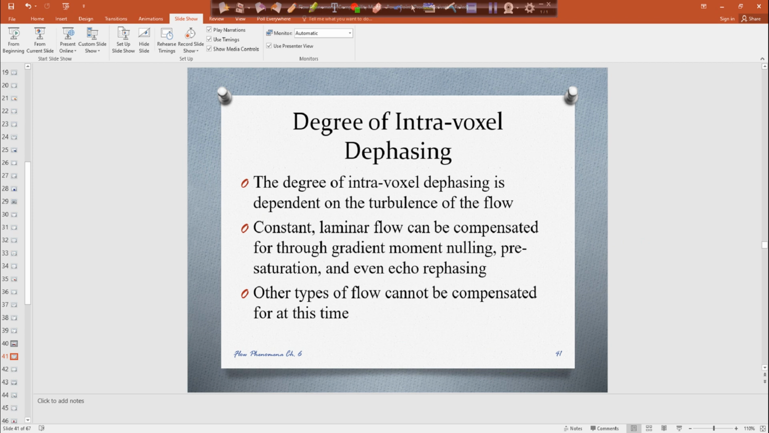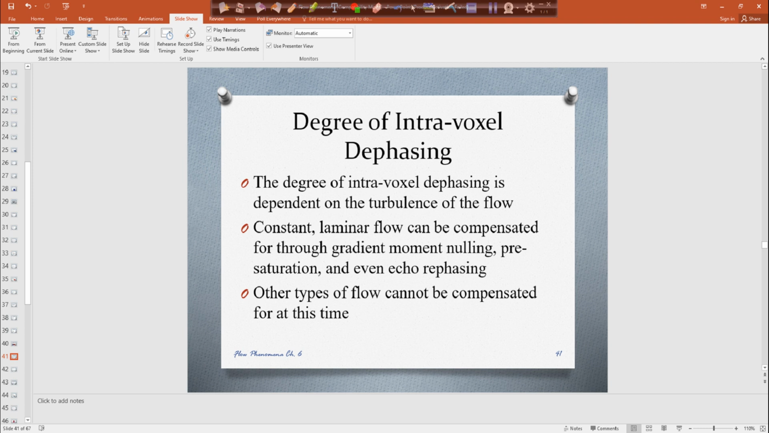The degree of intravoxel dephasing is dependent on the turbulence of the blood flow. And remember, we can only compensate for what? First order, second order, third order? First order, which equals what? Time of flight, our laminar blood flow. First order equals laminar. Constant, something we can predict. In MRI, if it's not constant, usually we're not going to get signal from it.